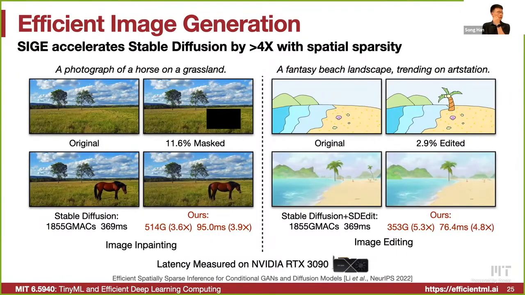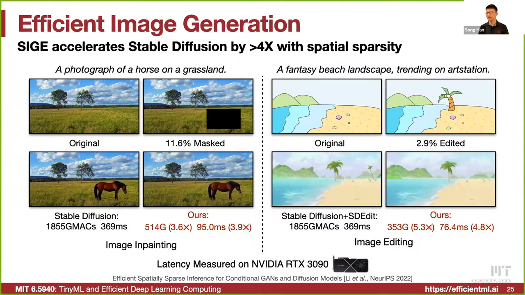This is another technique we are going to introduce in the later part of this lecture to accelerate image generation when we are doing photo editing. So here we are doing image inpainting. So what is inpainting and outpainting? Inpainting is basically saying that we have a part of the image, say the black part in the rectangle. We want to add a horse to that, a photograph of a horse on the grassland. And initially, Stable Diffusion takes 1,855 GMACs, costing 369 milliseconds. And after the compression and acceleration, we can make it run at only 514 GMACs at 95 milliseconds.